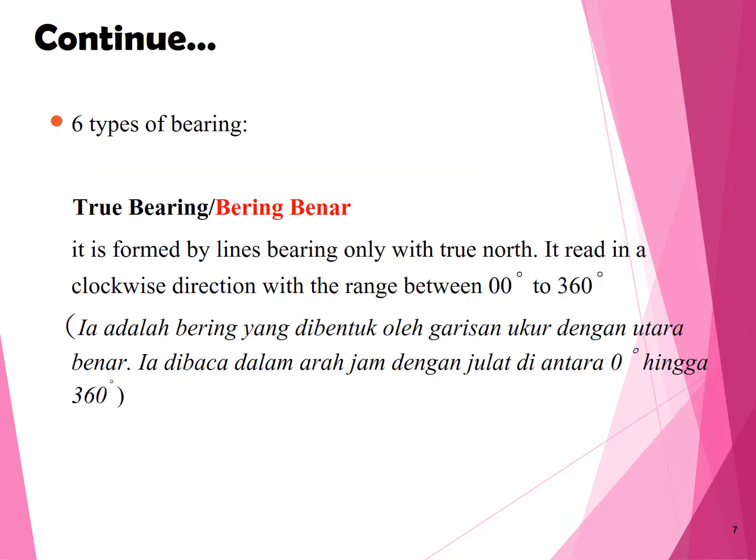The direction is determined by measuring the angle specified in degrees. Six types of bearing. True bearing, or bearing benar. It is formed by lines bearing only with true north. It is read in a clockwise direction with the range between 0 degrees to 360 degrees.